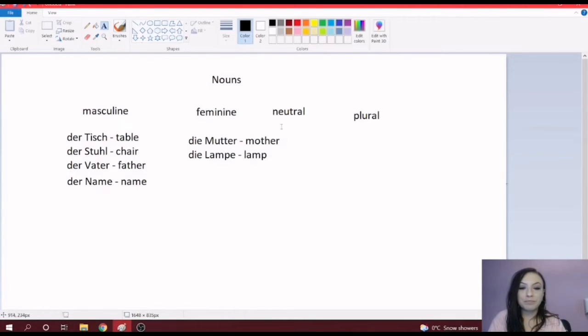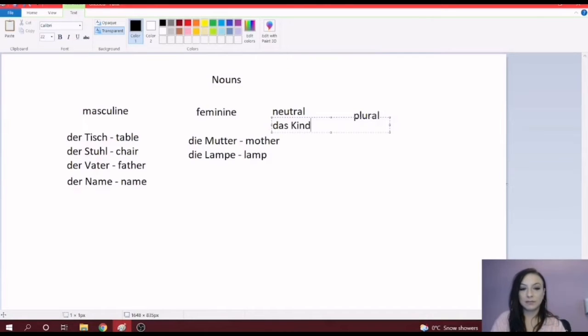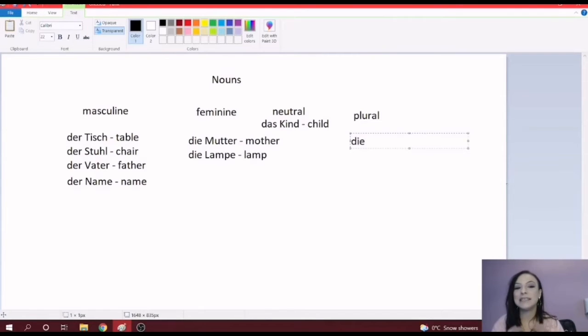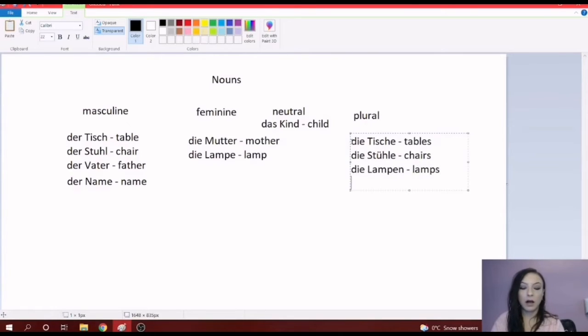Then neutral. Neutral would be, for example, das Kind, like a child. And what is important here, and what mistakes are made? Plural is always die. So, for example, die Tische, like tables. Die Stühle, chairs. Die Lampen, lamps. Die Kinder, children.